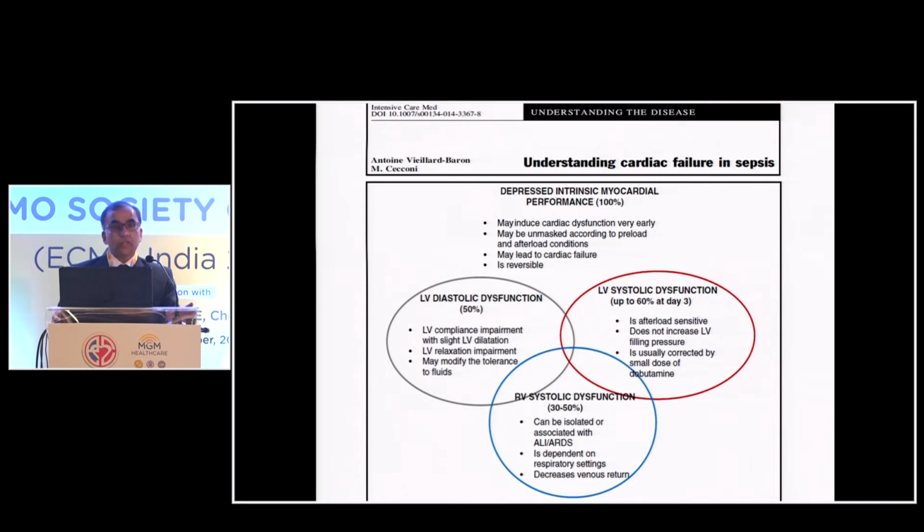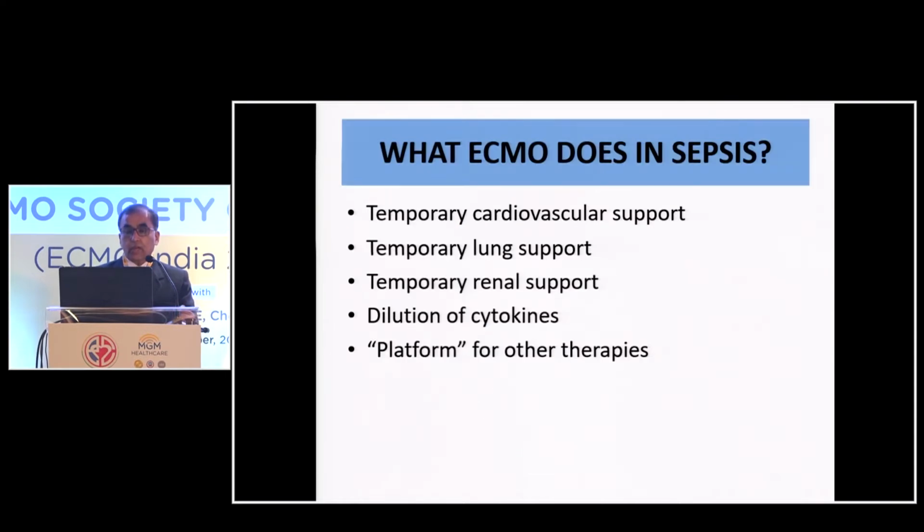Because we know that in sepsis, even when the heart function is normal, there is still a certain amount of worsening of myocardial performance in the initial phases. Gradually, diastolic dysfunction develops, and after day 3, LV systolic dysfunction. If it worsens further, especially associated with ARDS, there can also be an association of RV dysfunction as well.